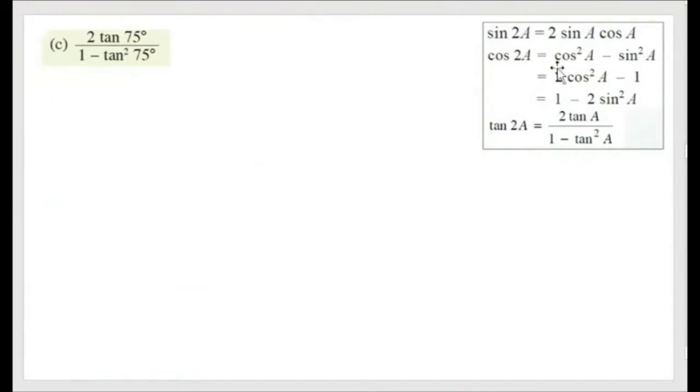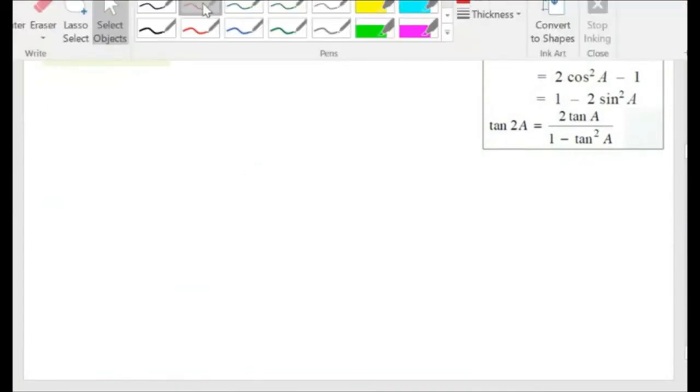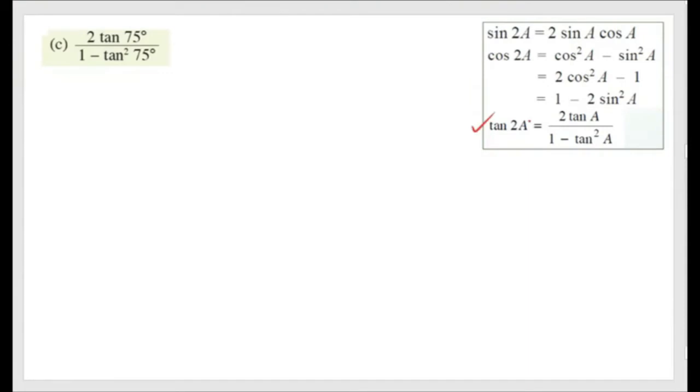Tangent 75 degree. So see the pattern. Of course, use the tangent 2A formula: 2 tangent 75 degree over 1 minus tangent square 75 degree. So A is 75 degree. So this one is equal to tangent 2 multiplied with 75 degrees, so it's tangent 150 degree. So not yet.